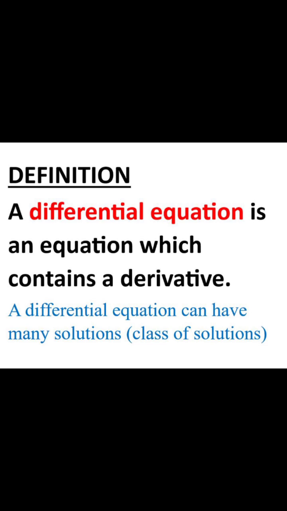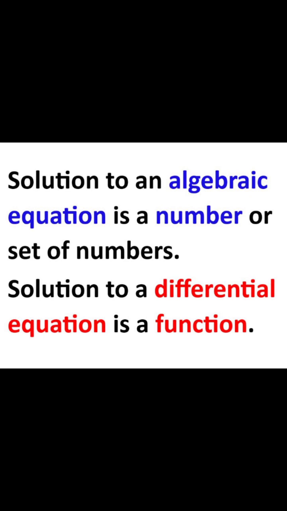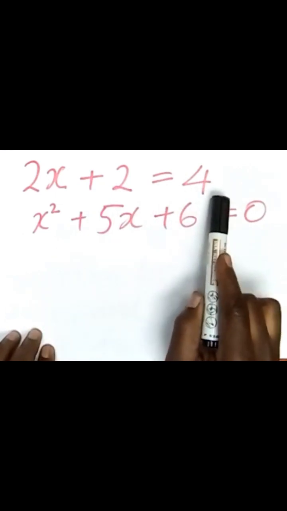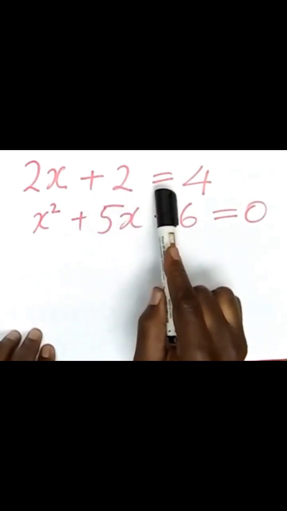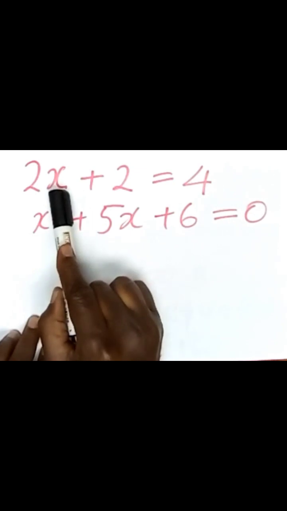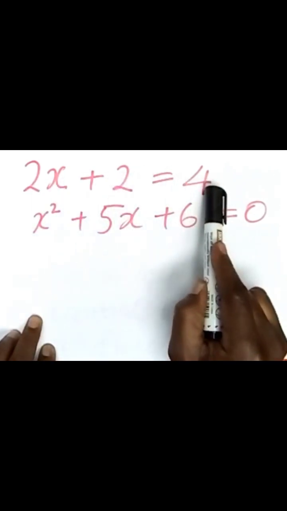Now, it is important to emphasize that the solution to an algebraic equation is a number or a set of numbers, while the solution to a differential equation is a function. Take for example these two simple algebraic equations. The first one here is a linear equation, and in this linear equation we are told that 2x plus 2 equals 4. For this equation to be satisfied, x has to be 1. 2 times 1 is 2, and then plus 2, that will give you 4.